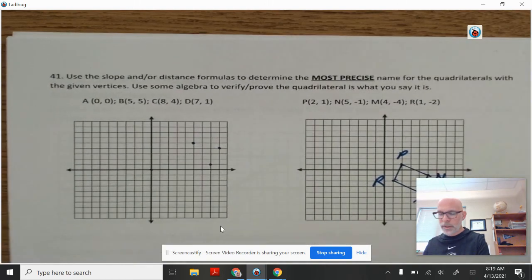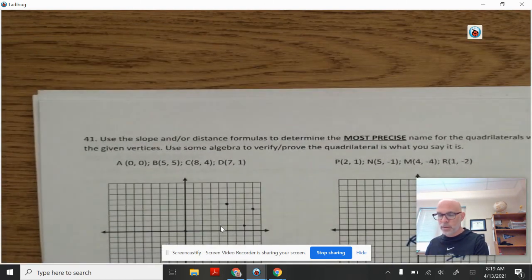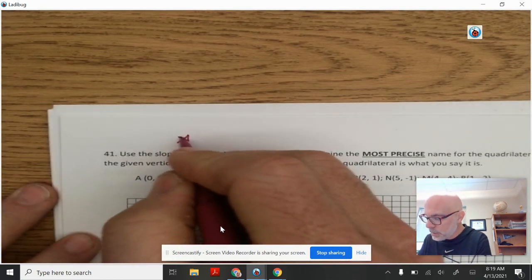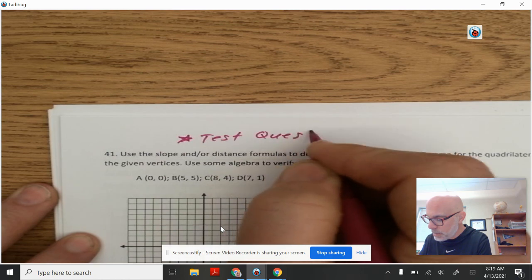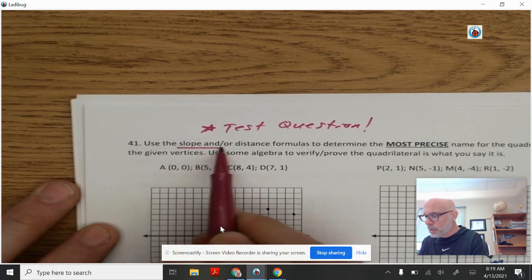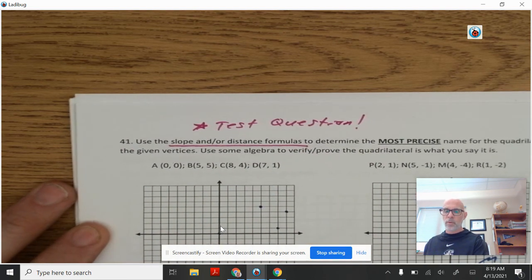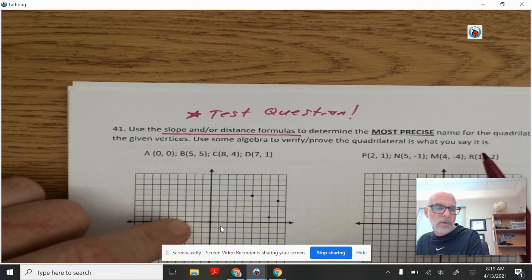Okay, let's look over here on page 22. This is going to be a test question. You're going to have one like this. All right. Test question exactly like this. And it's going to say use slope and or distance formulas. Right? We want you to use those. And you're going to determine the most precise name for the quadrilateral.